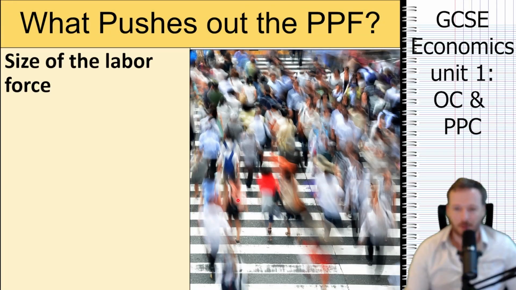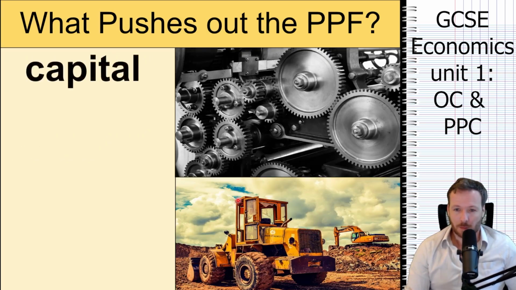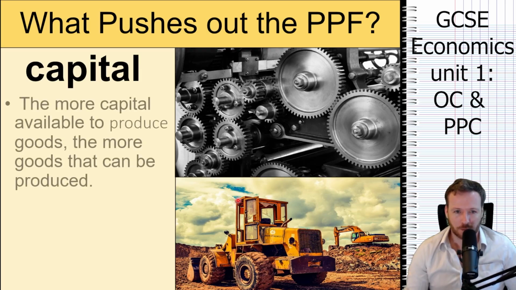Next, size of the labor force. It's as simple as this. The more people come to your country, the more you can produce. And then capital. What kind of equipment does your country have? The higher quality of the capital, the more you can produce in the shorter period of time with less people required. That's going to lead to greater outputs across the board and push out that PPF.